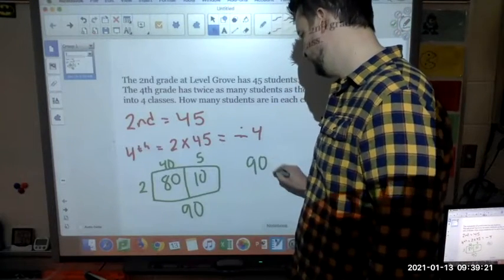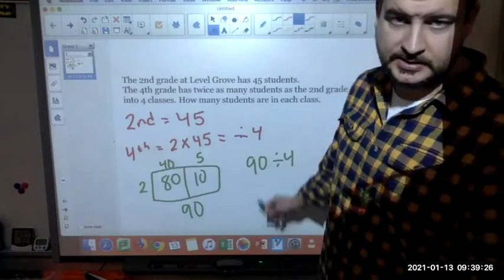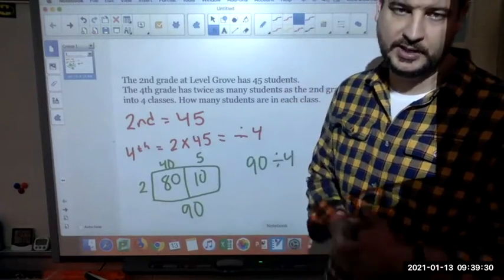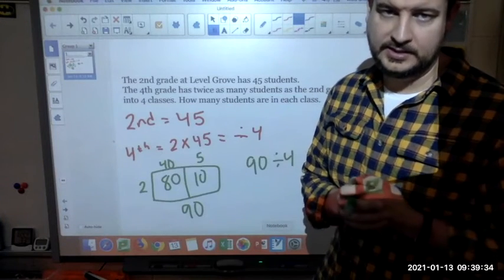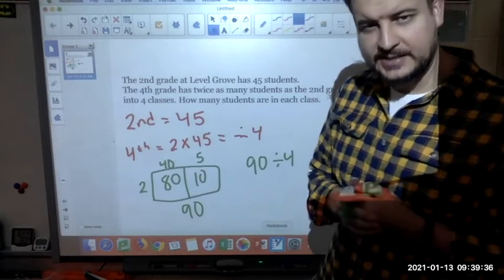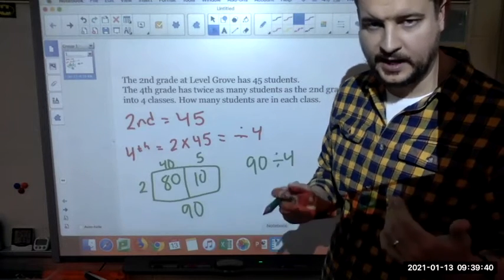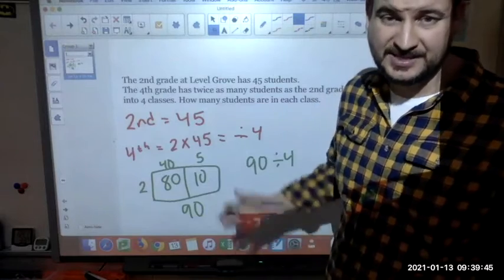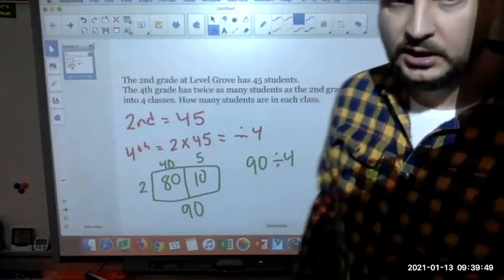90 divided by 4. Now the good news is it's even. So I know that if I can cut an even number in half, it's divisible by 2. If I can half that half, then it's divisible by 4. So 90 divided in half would be 45. 45 is not even, so that means 4 can't go into it. So that means I'm going to have a remainder. One class is going to have like an extra student in it.